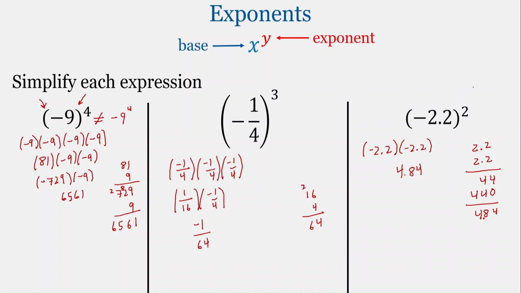Maybe you noticed a pattern forming here. When we had an even exponent, so 4 is an even number, we ended up with a positive number. And over here we have 2. Well, that's also an even number. It's divisible by 2. And once again, we end up with a positive number. But when we had an odd exponent, our answer was negative.